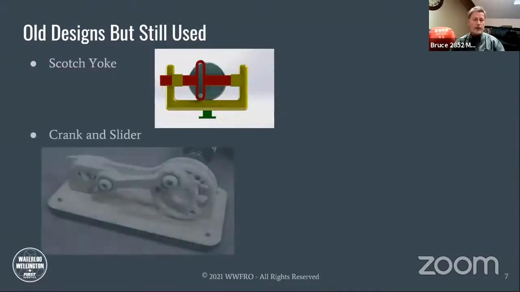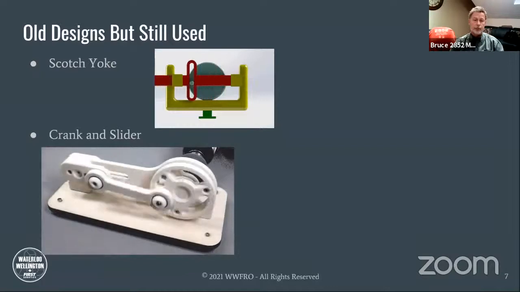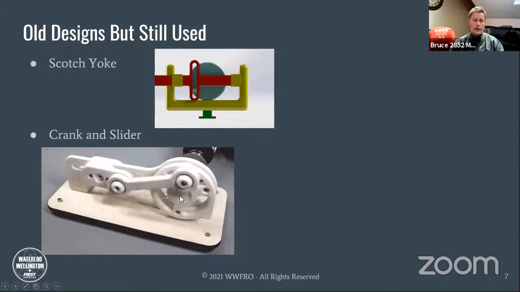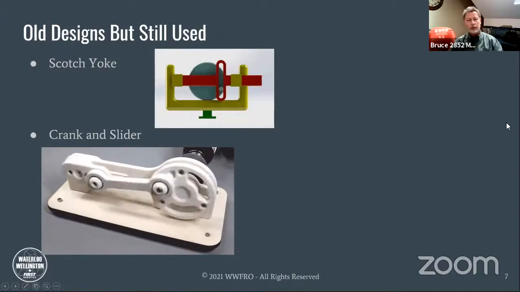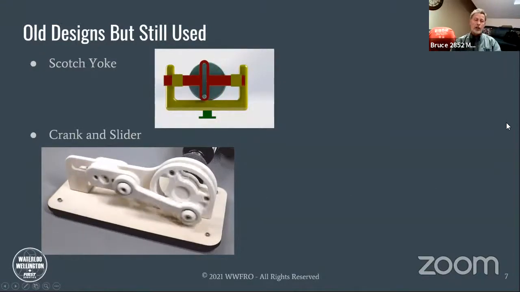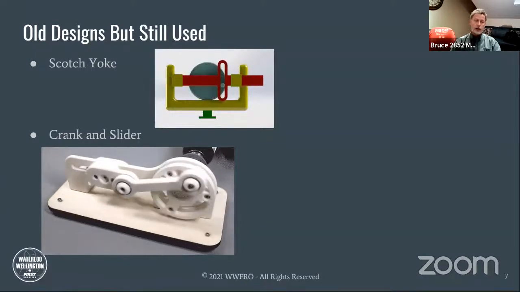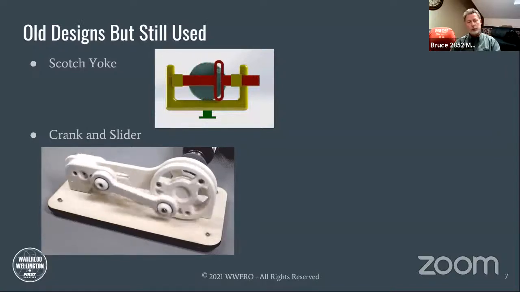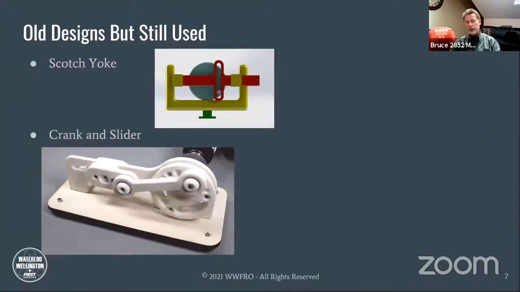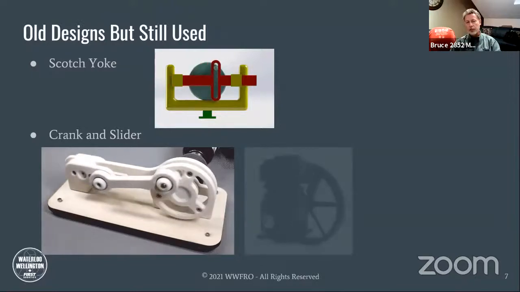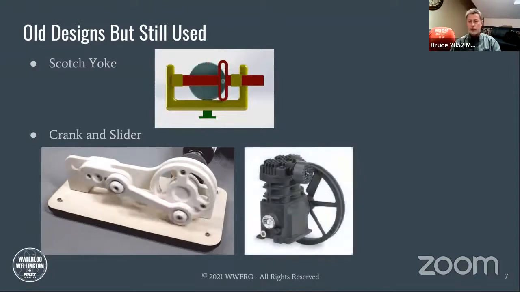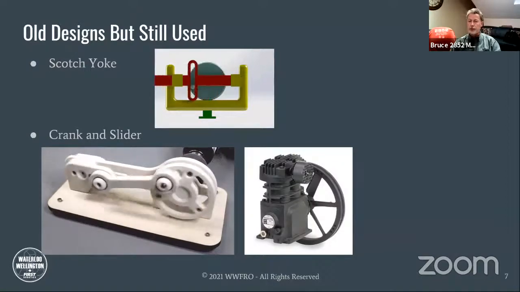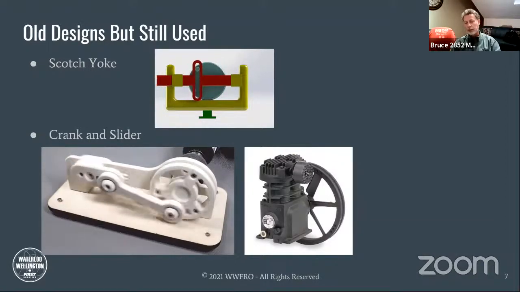Now, a very common one is a crank and slider. Here we have a rotary wheel with a pin, a bearing, a connecting rod to a slider that's running in a slot. Rotary motion to a slider, giving you a linear motion. Where might this be used? A very common example is a reciprocating compressor. This is what they use to compress air in small applications.